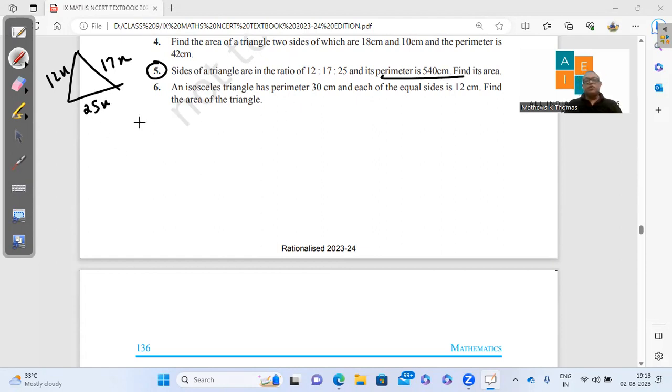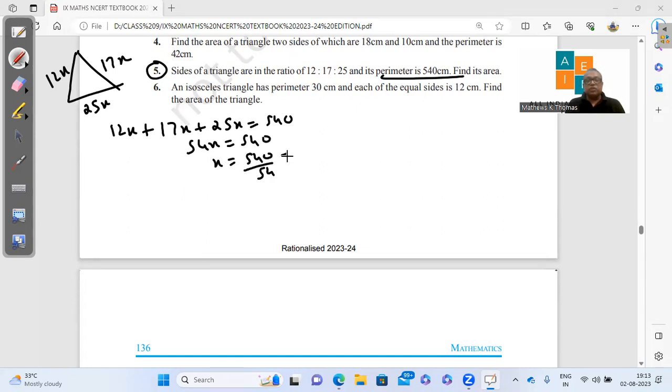And perimeter is 540. Perimeter means sum of the three sides. So what will be our equation? 12x plus 17x plus 25x is 540. 54x is 540. So x value we will get 540 by 54, that is 10. Okay, that is the first step. Now, once we get 10, then we can find out the actual value of the side.